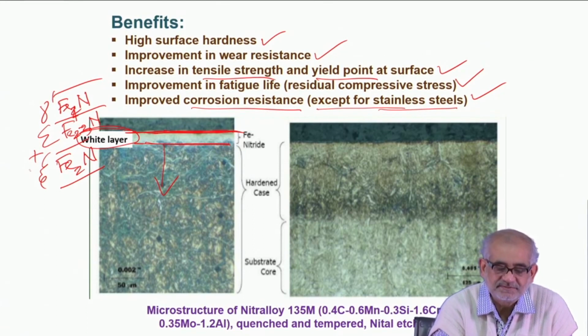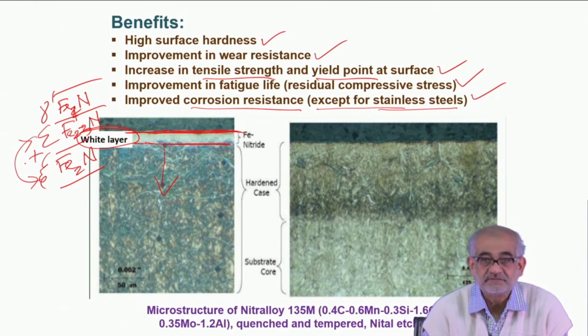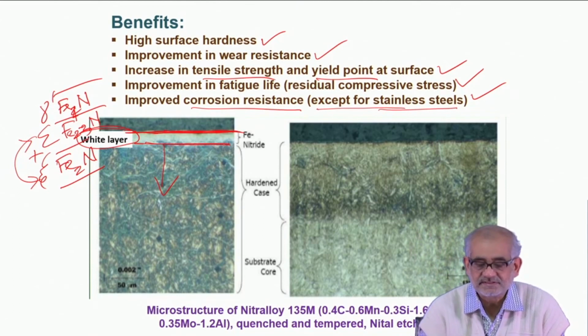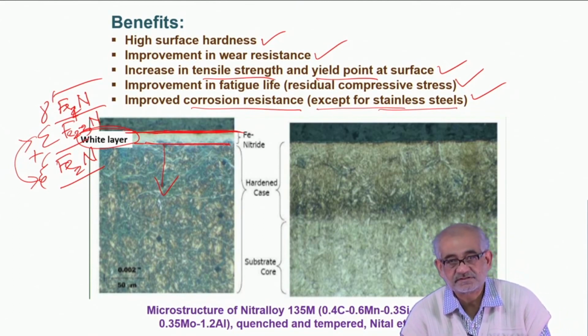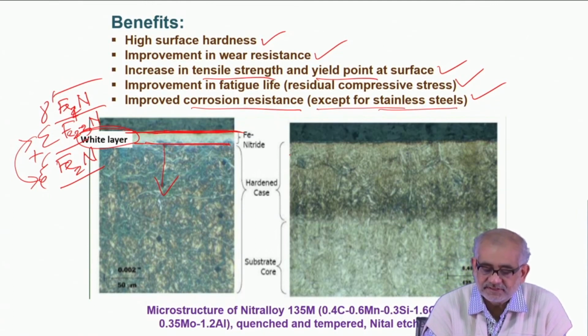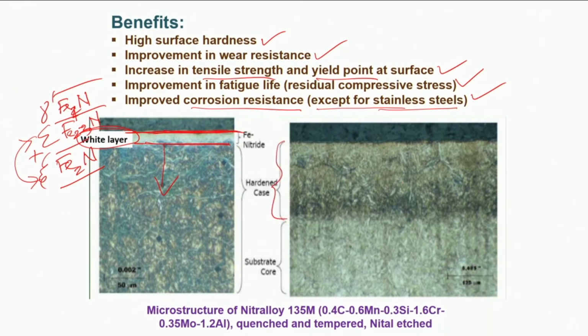The white layer essentially means that we have a combination of these nitrides, which are completely resistant to any chemical attack or electrochemical attack, and hence we see a surface which is totally bright. But otherwise, a typical hardened case will be like this, which will have a combination of nitrides, and the core can still remain unaffected. So this is the microstructure coming from a particular alloy steel which contains various nitride forming elements.